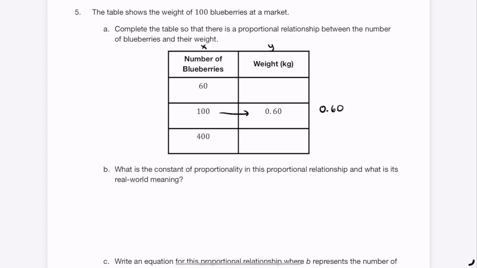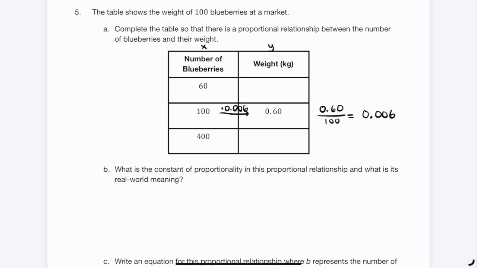We can do 0.60 divided by 100. And that is going to be 6 thousandths, 0.006. So it's a small number, but that's the answer. So we're multiplying by 6 thousandths.